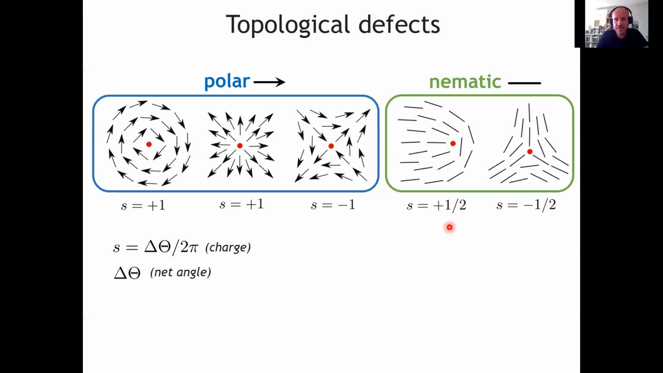But in the case of nematics, if the system is nematic and there is no difference between head and tail, two other topological defects could appear, and these are the half-integer defects, which are plus and minus half. If you find these, your system is nematic.